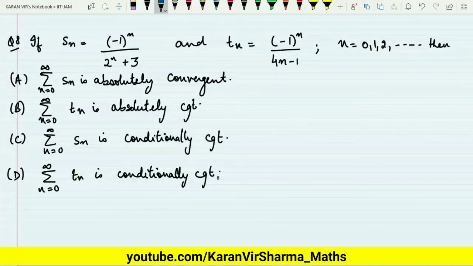Moving on to the eighth question, if Sn equals (minus 1) to the power n divided by 2 raised to power n plus 3, and Tn equals (minus 1) to the power n divided by 4n minus 1, where n is running from 0, 1 and so on. So you have to comment whether Sn is absolutely convergent or conditionally convergent, or Tn is absolutely convergent or conditionally convergent. So let us solve this now.